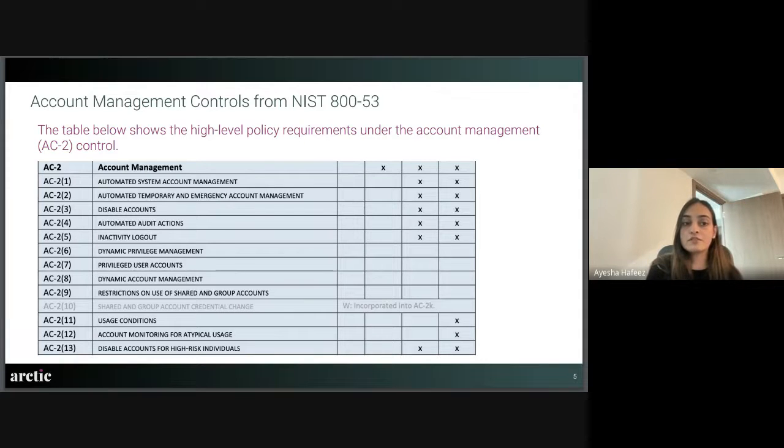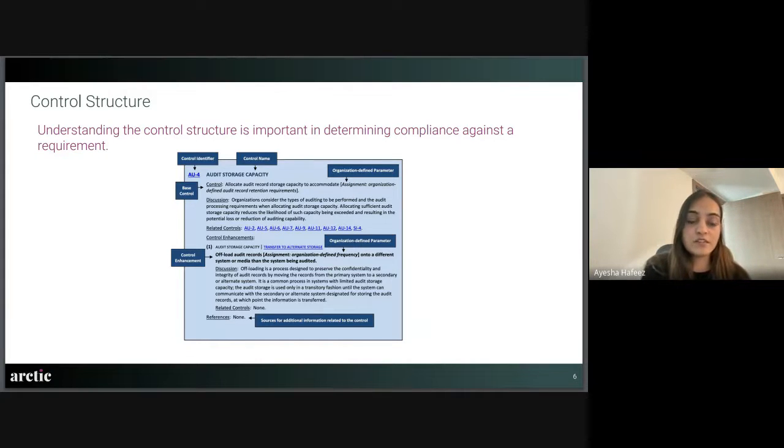It's also important to understand what these specific controls are and how they're structured. What I wanted to bring your attention to here is that within a specific control family, you will have a set of baseline controls and a set of control enhancements. Baseline controls are the minimum requirement an organization needs to meet in order to comply with a standard, whereas enhancements are additional changes the organization can make to be more compliant.